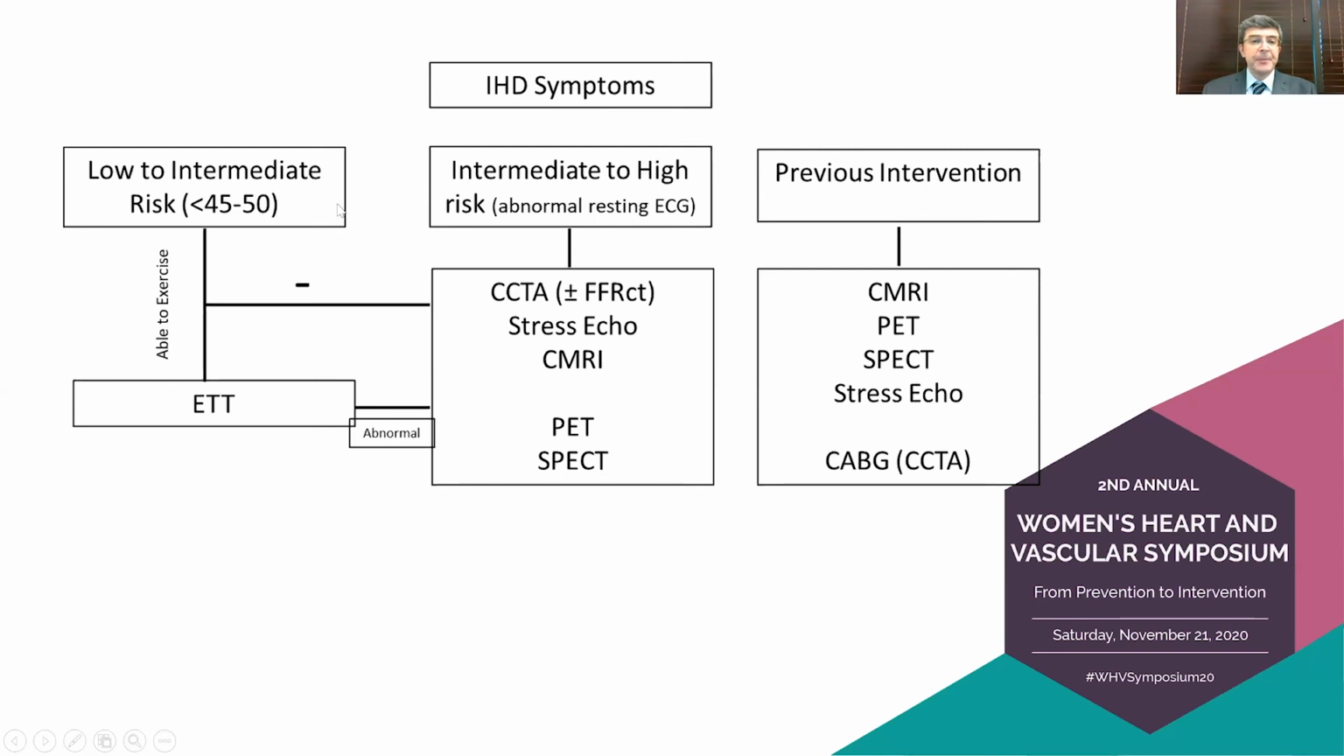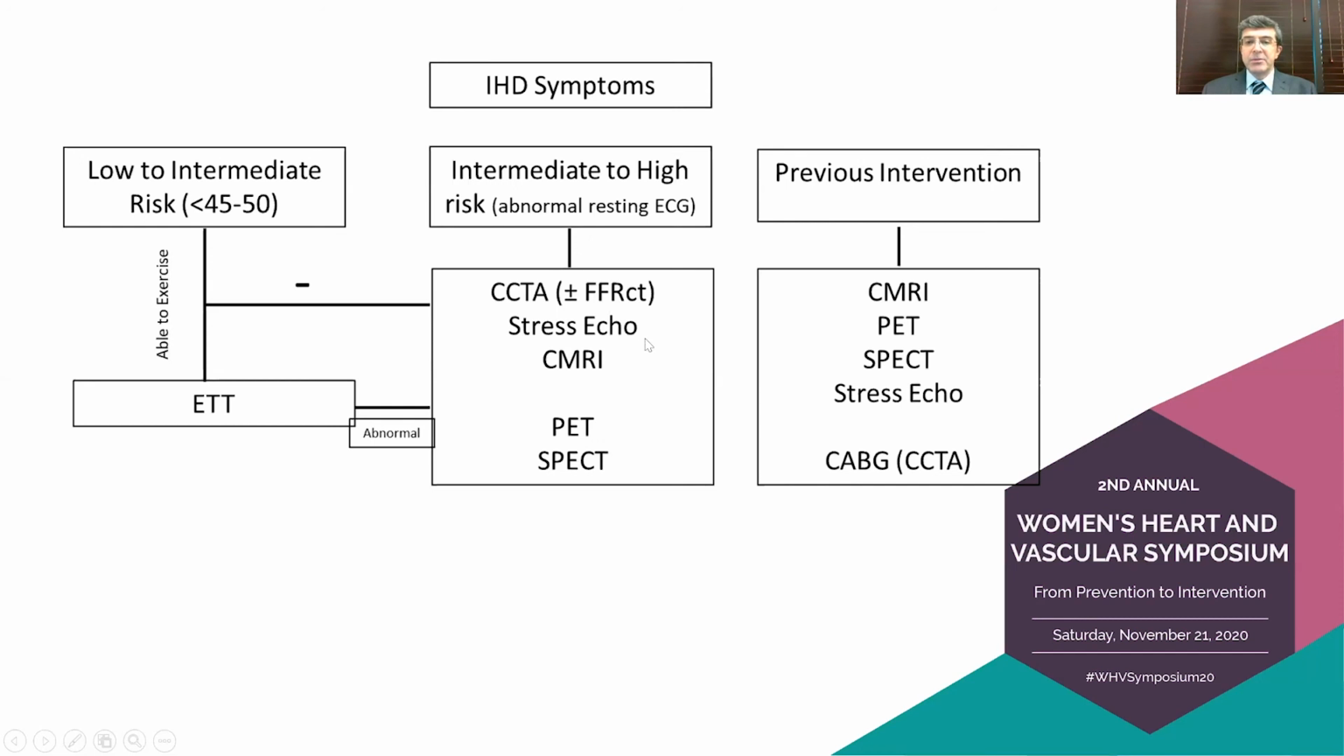If the patient has low to intermediate risk, especially younger women, and if they are able to exercise, probably an exercise stress test will give us a lot of information. It doesn't have radiation, and we can get good information from that. However, if the patient is not able to exercise, the exercise stress test is abnormal, or the patient is intermediate to high risk, especially with an abnormal resting EKG, probably cardiac CTA with FFRCT will be the first and best choice to do a stress test or to do evaluation.